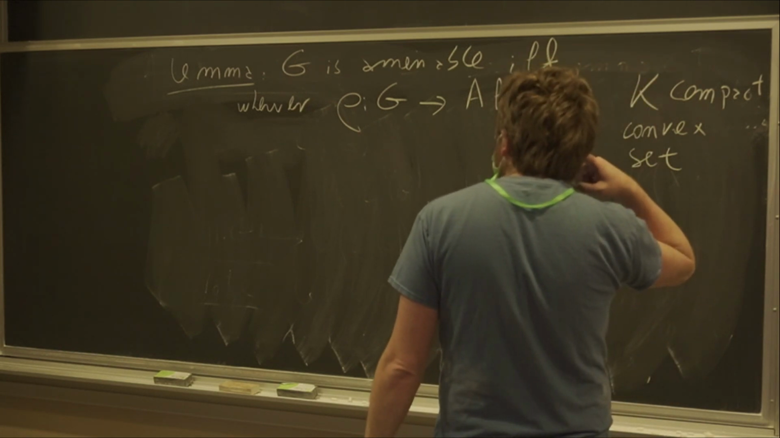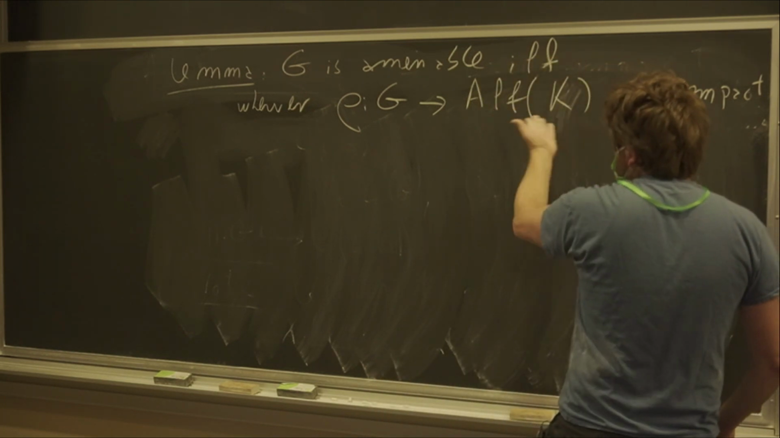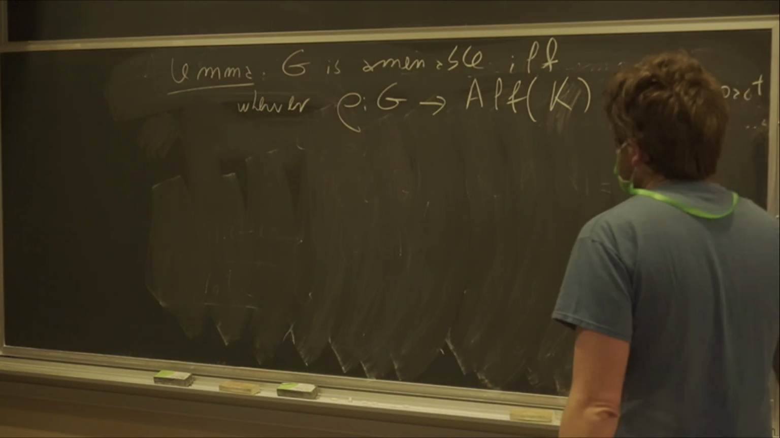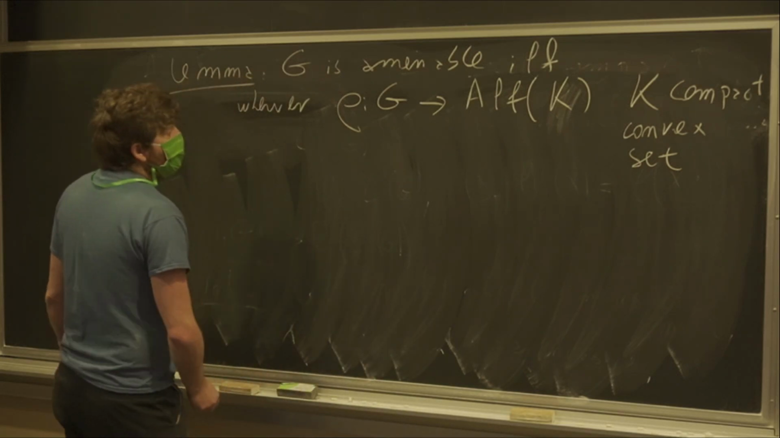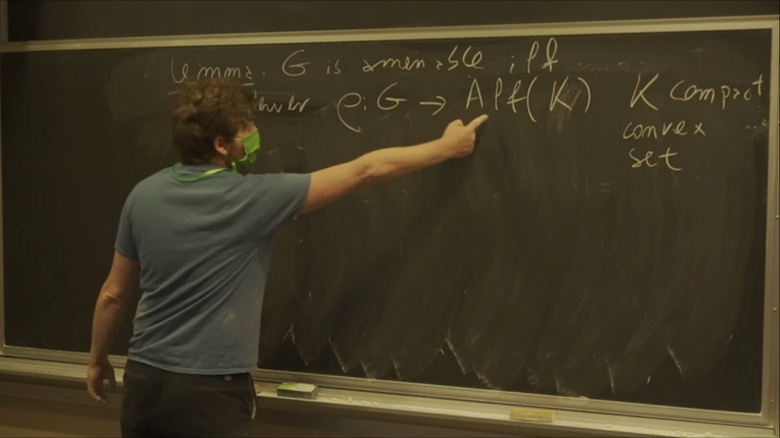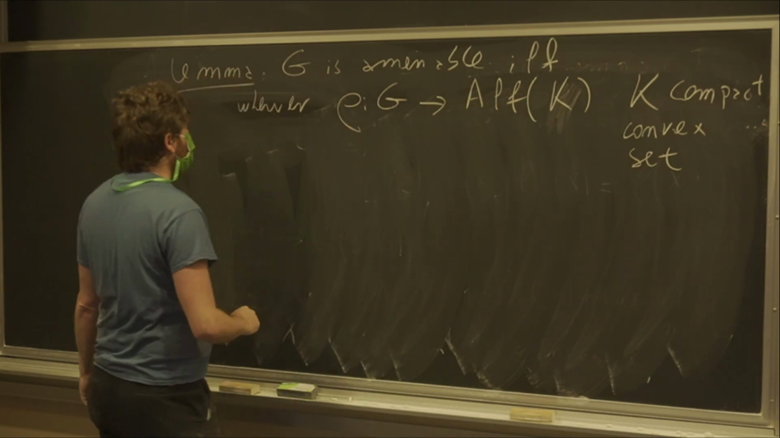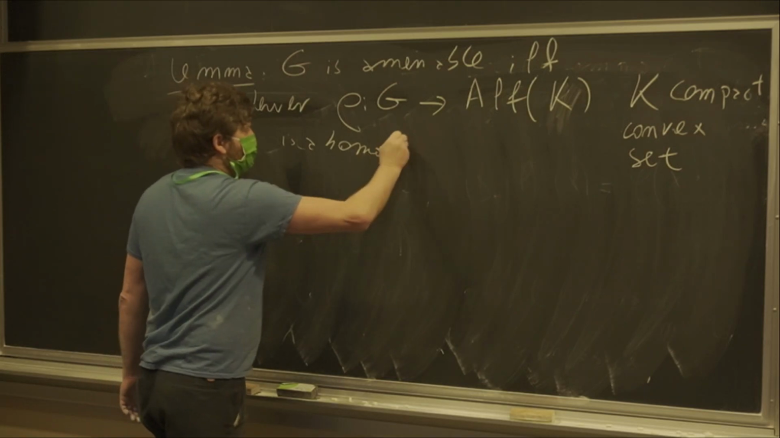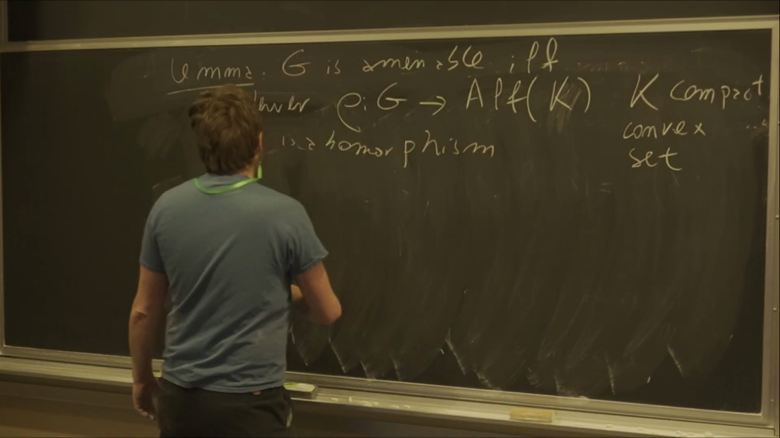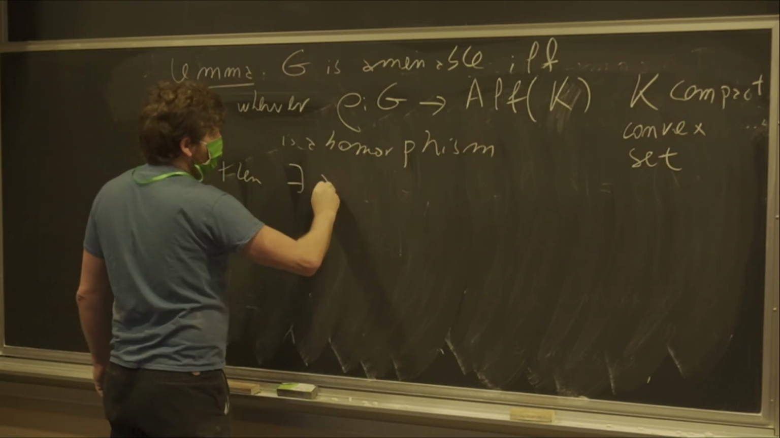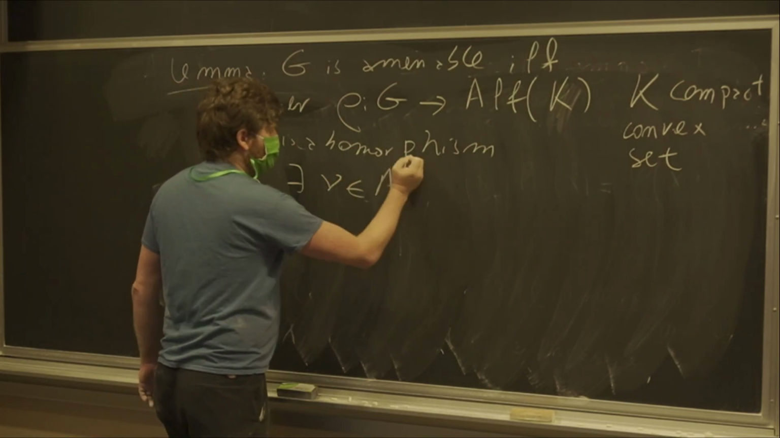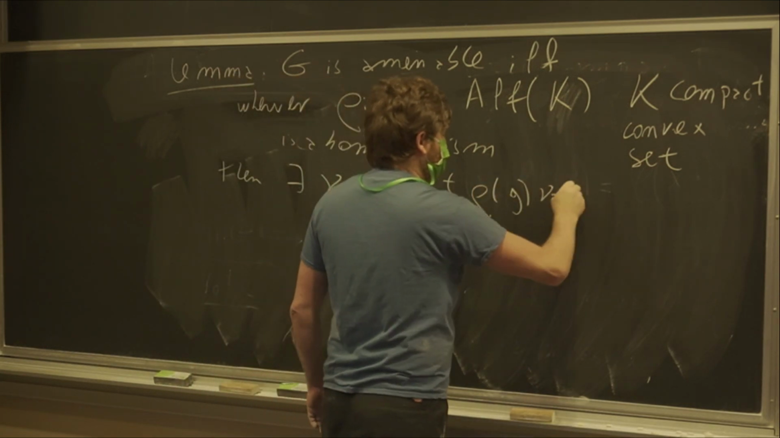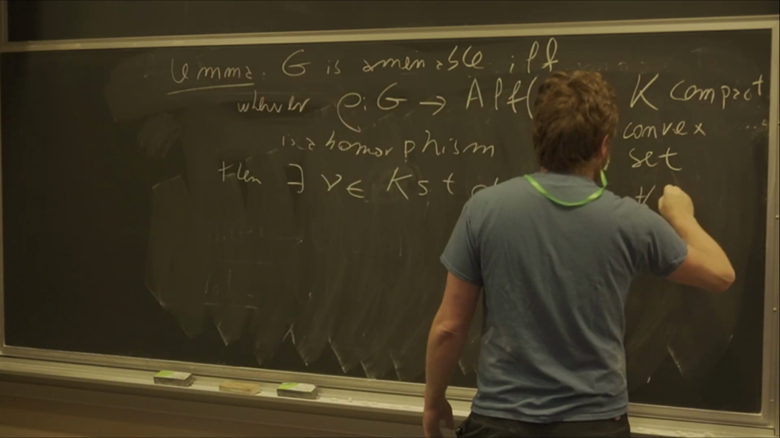And an affine map on this convex set is whatever is an affine map on a convex set. So it's the restriction of an affine map on the total space. So I have this representation. This is a group by composition, so this is a homomorphism. Then there exists nu in K such that rho of G of nu equals nu, so it has a fixed point for every G.